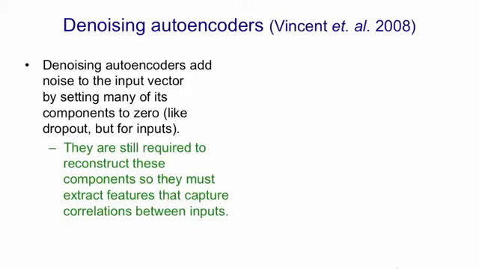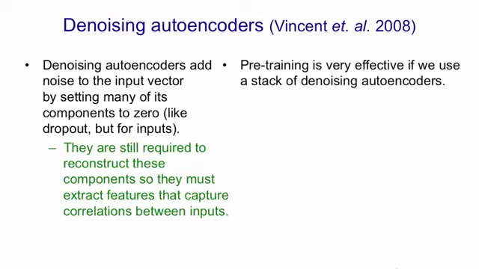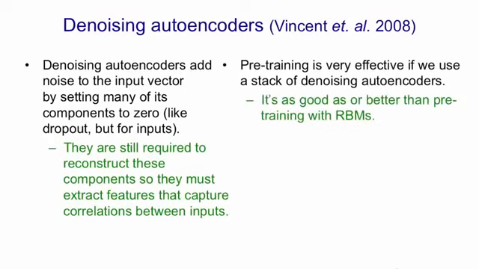So it has to use hidden units to capture correlations between the inputs, so that it can use the values of some inputs to help it reconstruct the inputs that have been zeroed out. If we use a stack of denoising autoencoders, pre-training is very effective. There are some cases in which RBMs still work better, but in most cases denoising autoencoders are more effective.